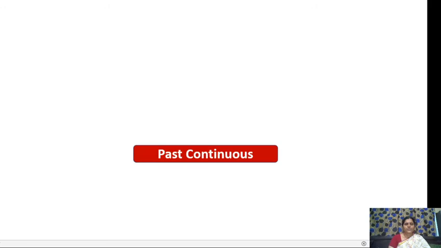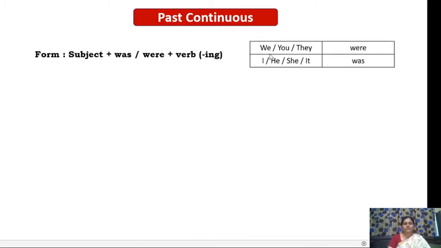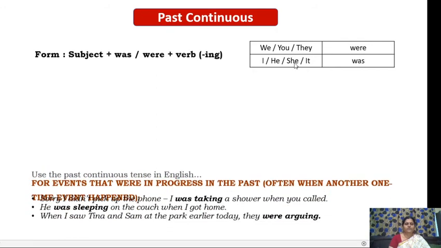Now the second form of past tense is past continuous. The form would be subject plus be form plus verb in the ing form. What are the be forms that we use for past continuous? Was, were. It depends on the person. With we, you, they, we use were. With I, he, she, it, we use was. If the subject is we, then we use were. If it is she, then we use was.